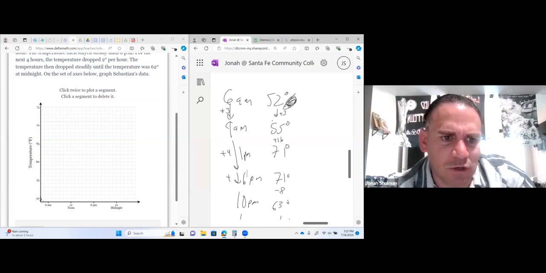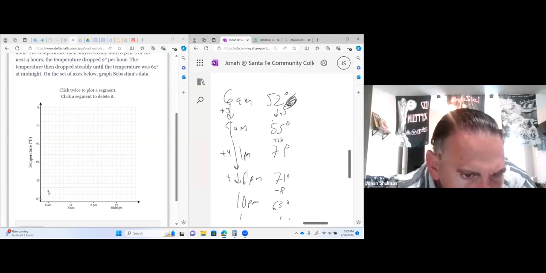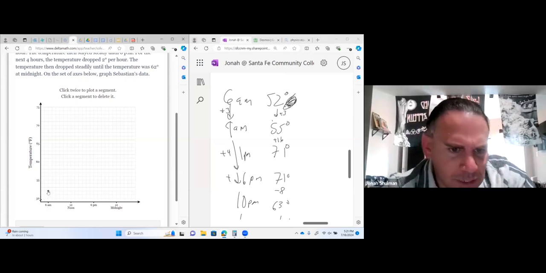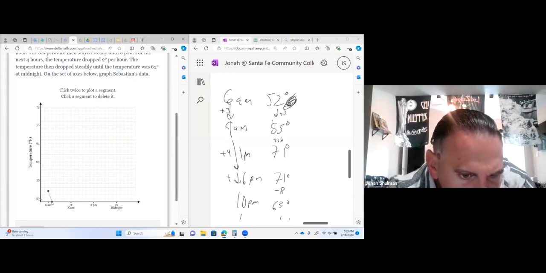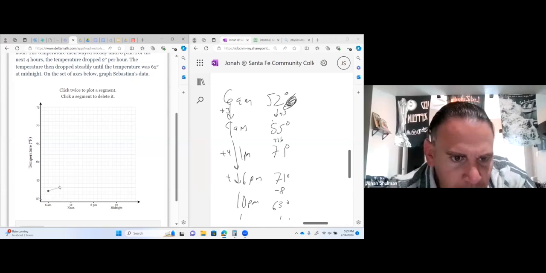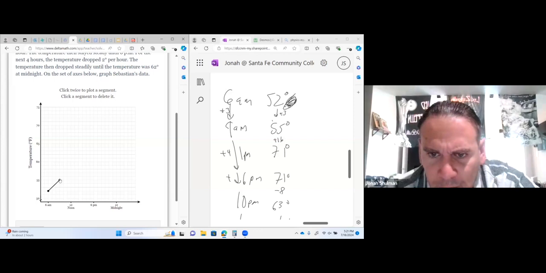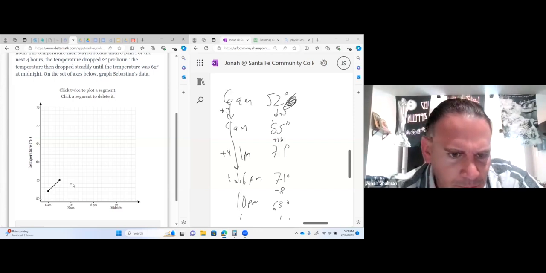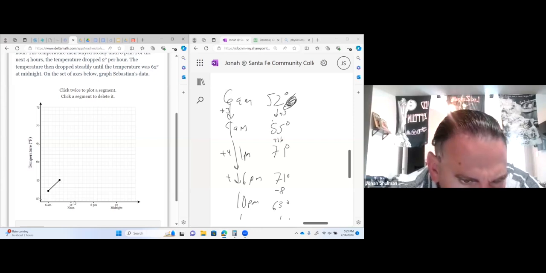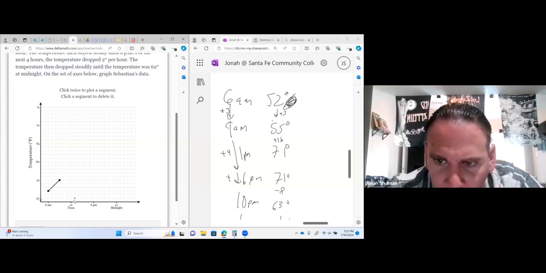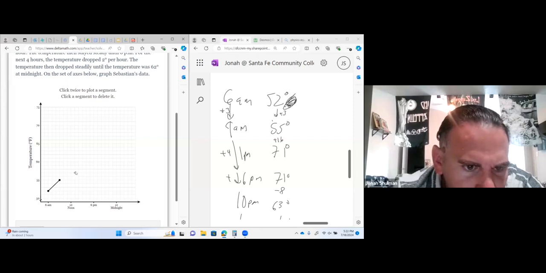So remember this hash mark right here? This hash mark right here just means they can start at 50. So the first one is 6 a.m. We're at 50, 51, 52. The next one is 9 a.m. So 6, 7, 8, 9. So at 9 a.m., we are at 55. Okay. And then at 1 p.m., at 1 p.m., we are at 71.